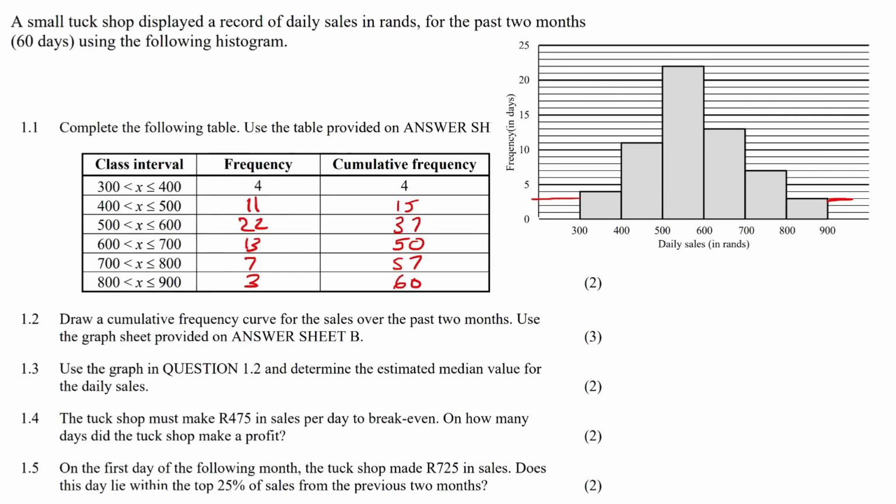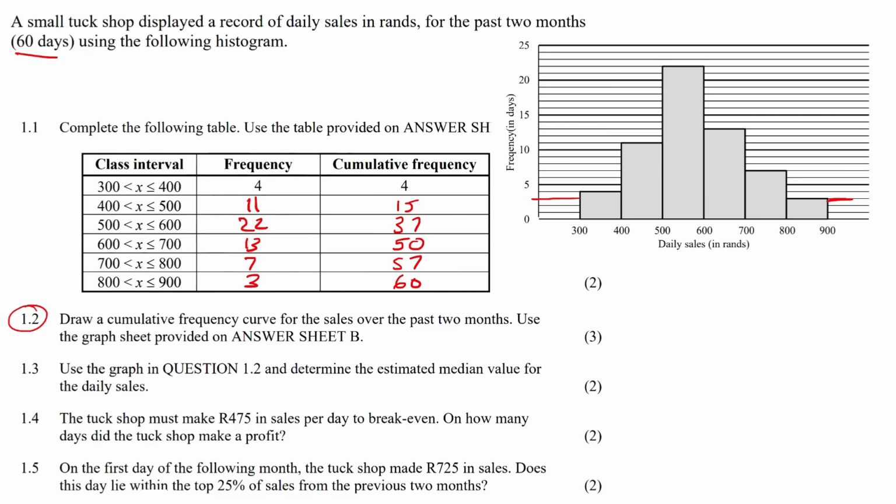So let's now understand what this table is all about. What it tells us is that out of the 60 days that they are busy, let's say you are the owner of your tuck shop. You want to see how much money is coming into your tuck shop. So they looked at 60 days, and they noticed that on 4 of the days, the amount of money they made was between 300 and 400 Rand. On 13 days, for example, they made between 600 and 700 Rand. And on 3 of the days, they made between 800 and 900 Rand. All of these numbers are just telling us how many days they made that amount of money.